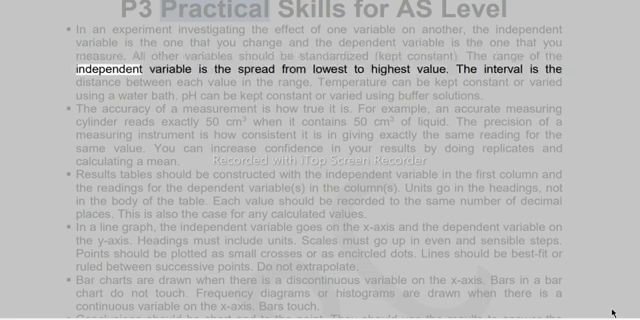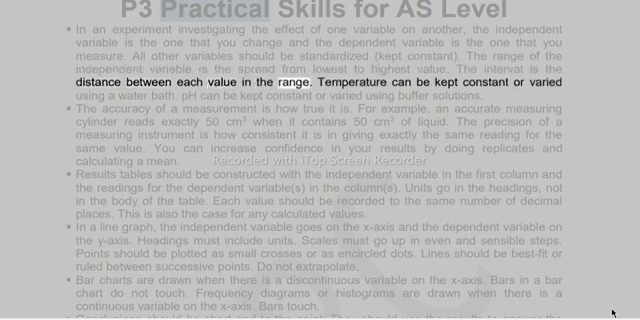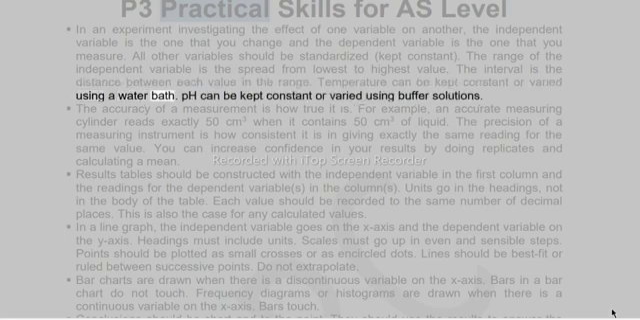The range of the independent variable is the spread from lowest to highest value. The interval is the distance between each value in the range. Temperature can be kept constant or varied using a water bath. pH can be kept constant or varied using buffer solutions.